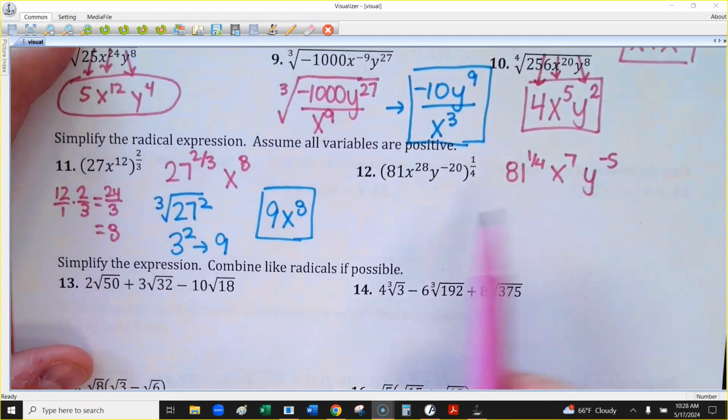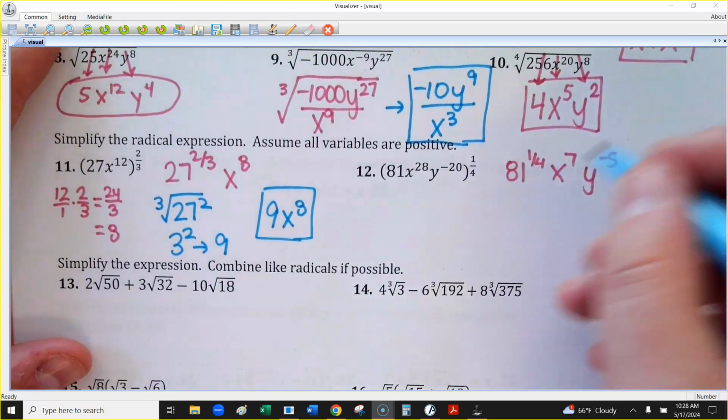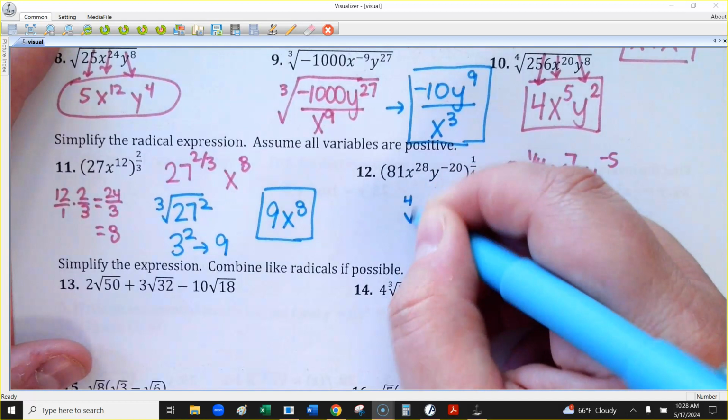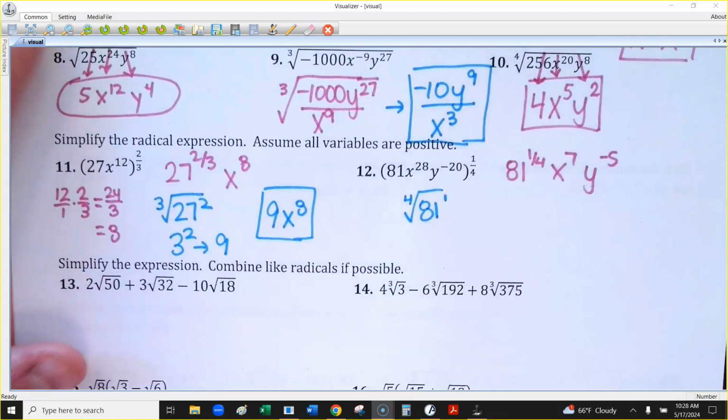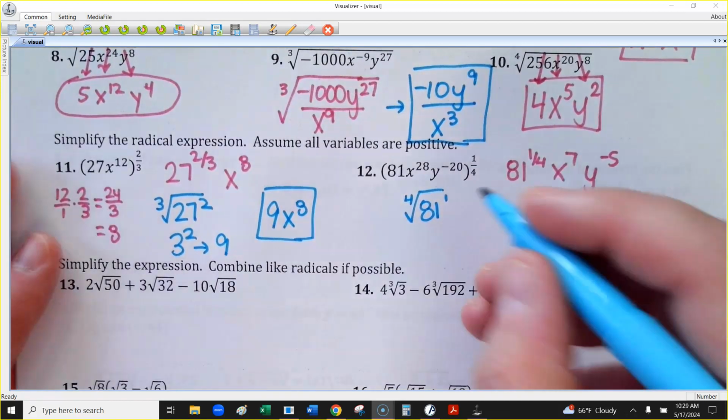The only other thing I have to simplify is 81 to the 1/4. So if I do the bottom out, that's actually just the 4th root of 81 to the 1st. So it would just be the 4th root of 81. Anybody know the 4th root of 81? I think it's 3, yeah. So this is just 3.